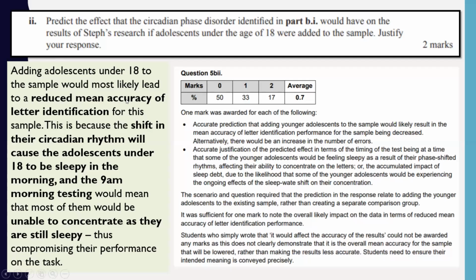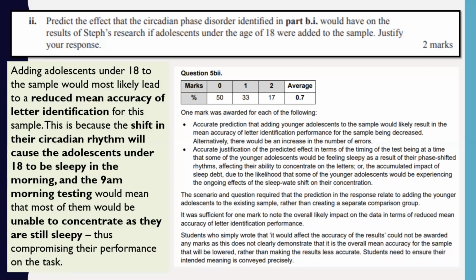Okay, so with this question, all you really had to do was look at the results and see how the results were affected. Obviously, if we're adding people under the age of 18, they're going to have sleep-wake cycle shift. And if you get them to do a test at 9 a.m. in the morning, they're still going to be really sleepy. They're not going to be able to concentrate.